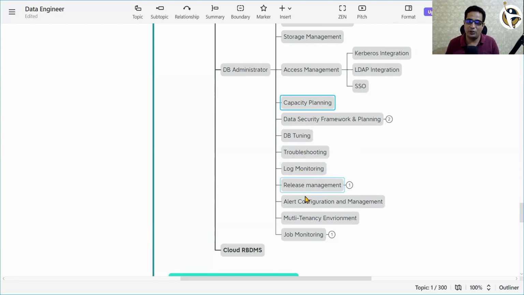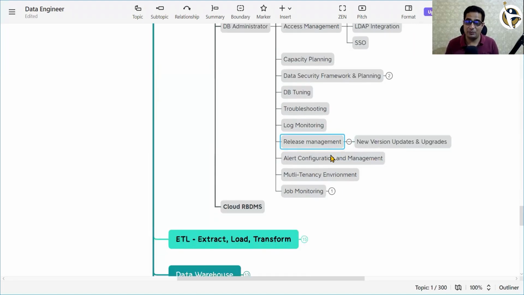Then DB tuning, troubleshooting, log monitoring, release management. This is very important. When you upgrade your product from one version to another version, you need to take care of lots of activities. That's where release management plays a very important role as part of your DBA environment. Multi-tenancy environment. Suppose you are giving a compartmentalization solution where multiple tenants are coming on the platform, your RDBMS platform, and you are giving them a guarantee that these many resources will be available for you. That's where this multi-tenancy environment comes into the picture. Job monitoring, so profiler, and wherever anybody submits a query, you need to be in a good position to track that query and provide the solution for that query.